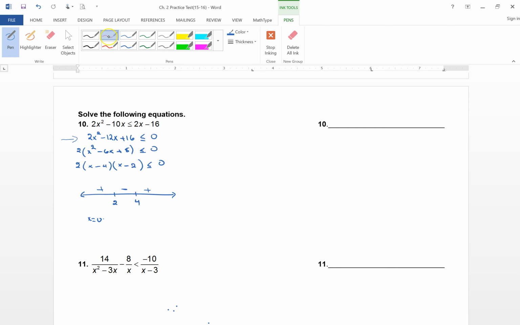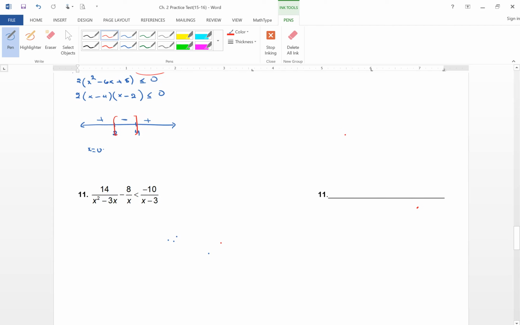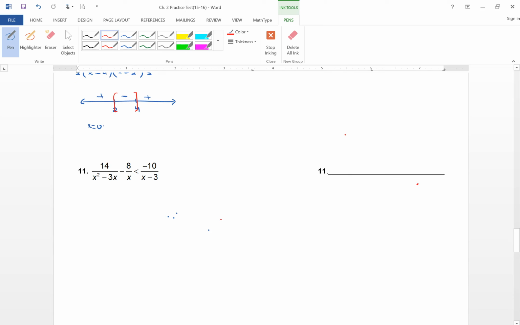Now I want the value where it's less than or equal to 0. So it's in this region, 2 to 4. Brackets. And it's brackets because it's less than or equal to.